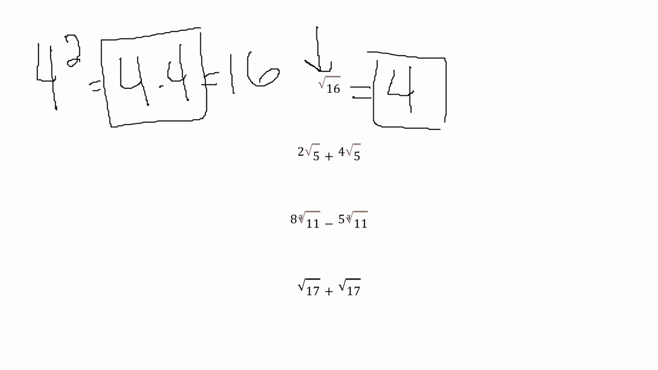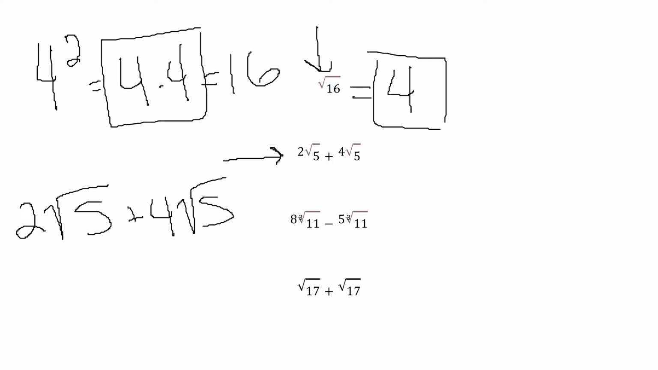The new stuff is something like this, and I'm not sure why this is spaced this way. This problem is actually 2 square root of 5 plus 4 square root of 5. Now, there is a whole number square root of 16, but there is not a whole number square root of 5. So in this case, we can't actually solve anything, so we're going to simplify.